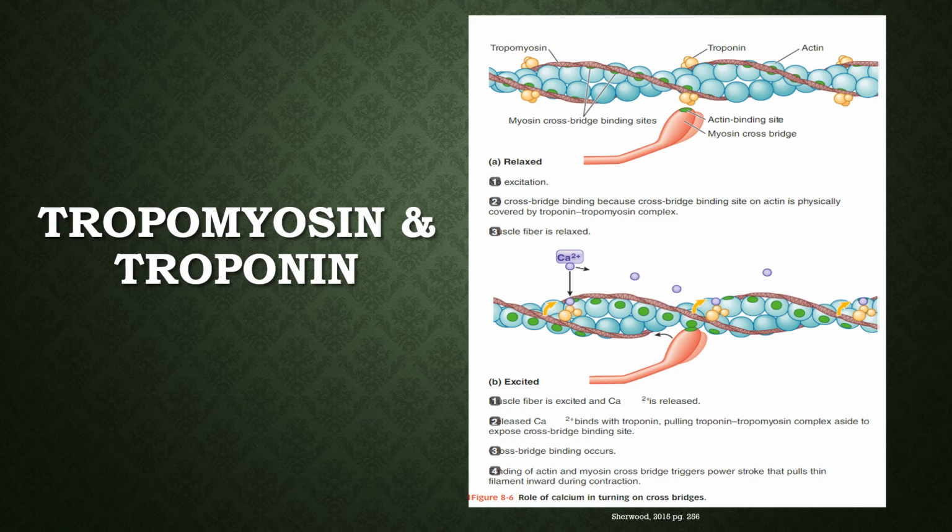Tropomyosin and troponin are also known as regulatory proteins because of their role in covering, so preventing contraction, or exposing, permitting contraction, the binding sites for cross-bridge interaction between actin and myosin.